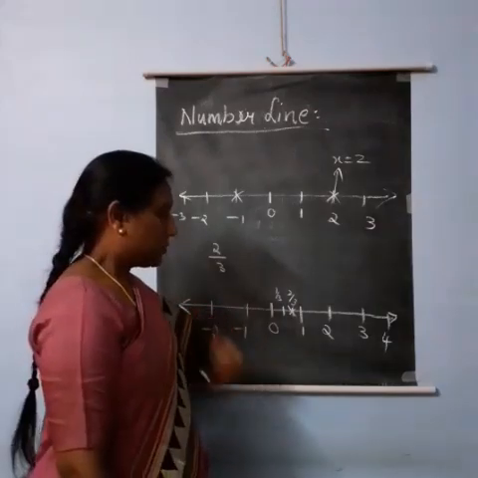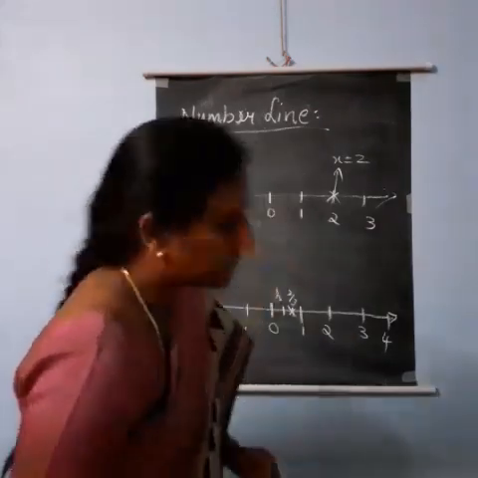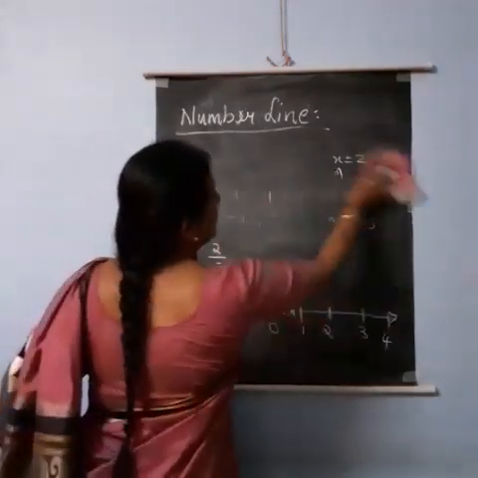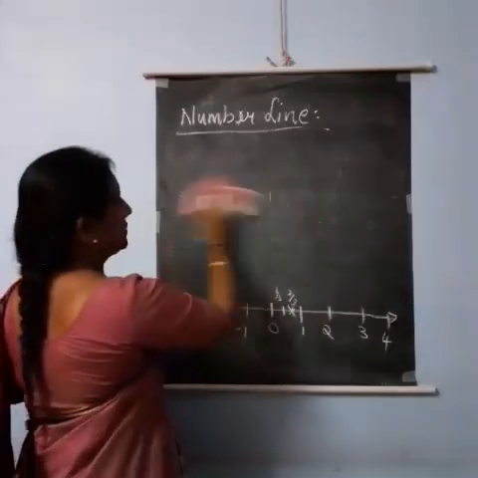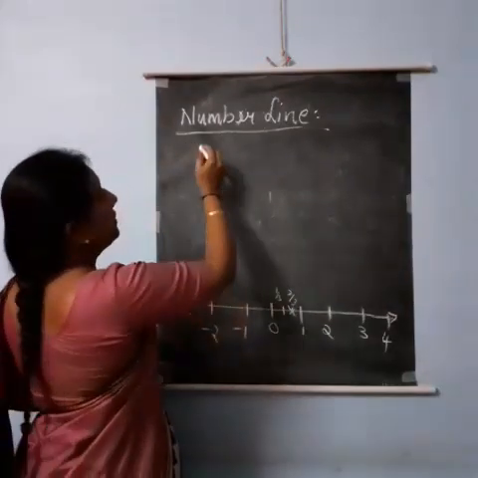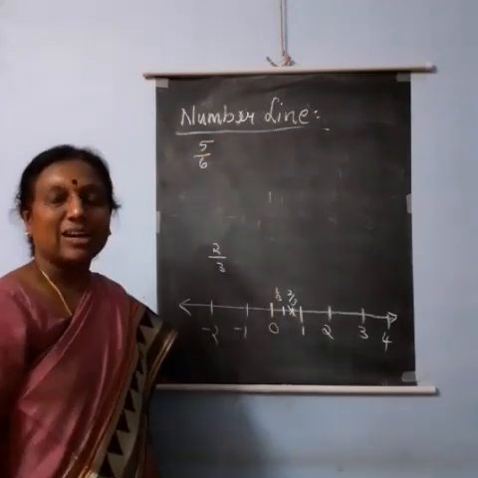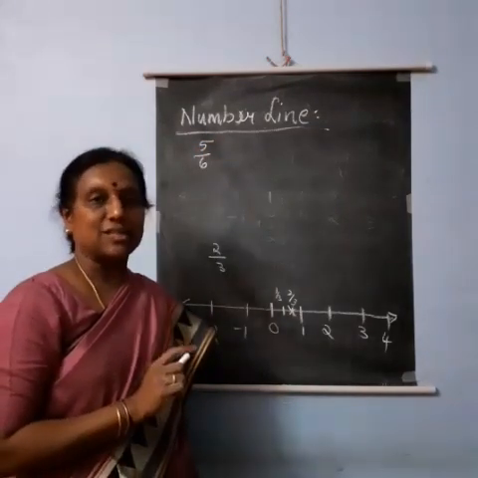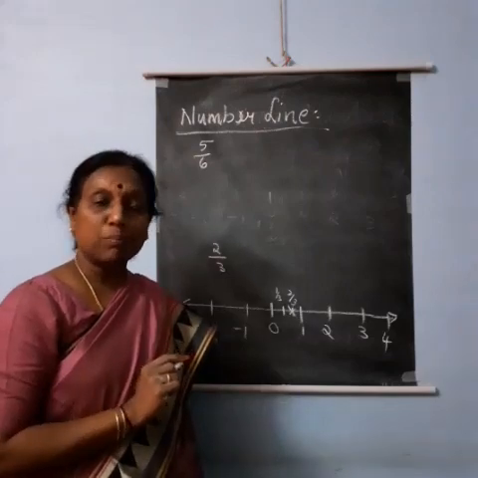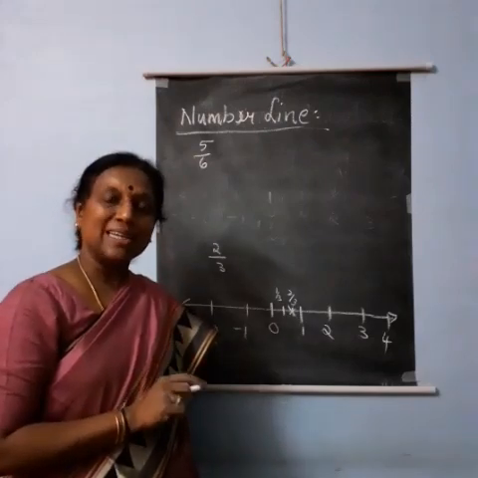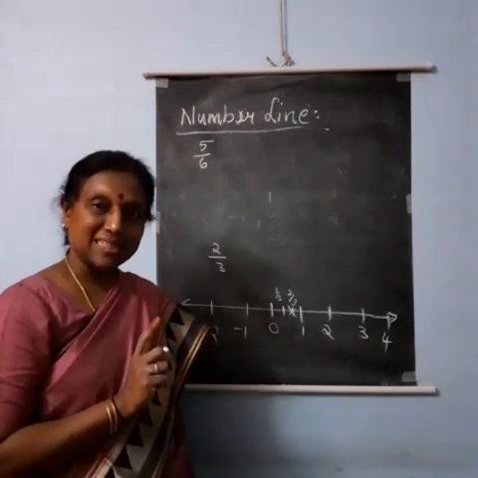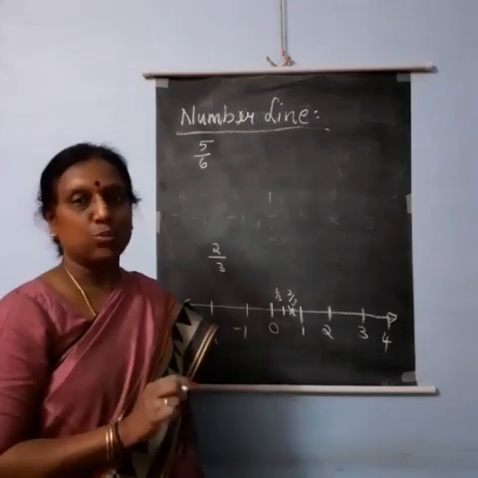Okay. Now supposing I want to mark the number 5 by 6. Now 5 by 6 is a rational number and it is a proper fraction. So where do you think it will exist? It will exist between 0 and 1.